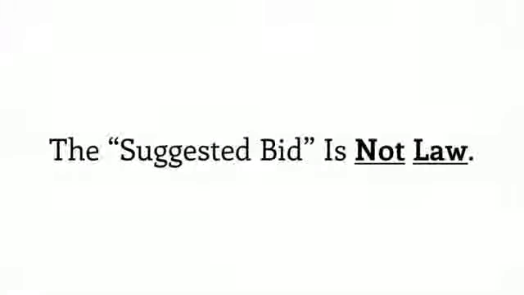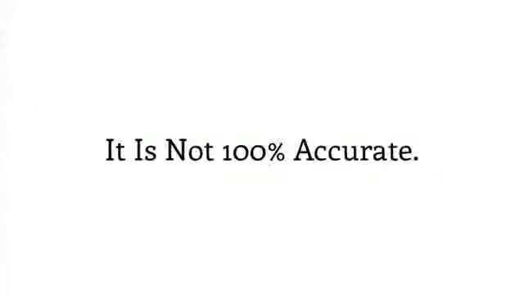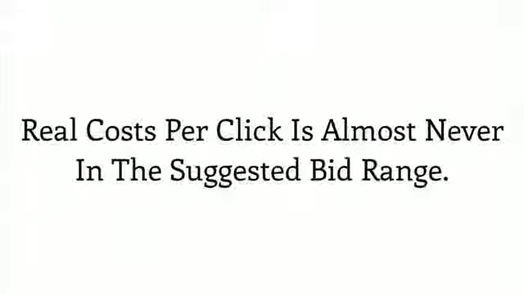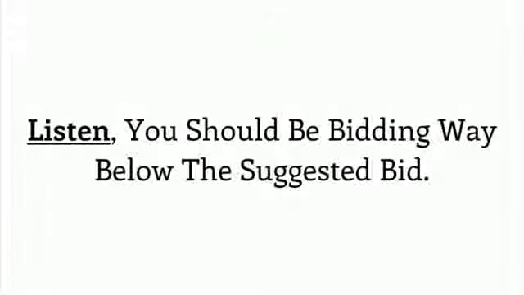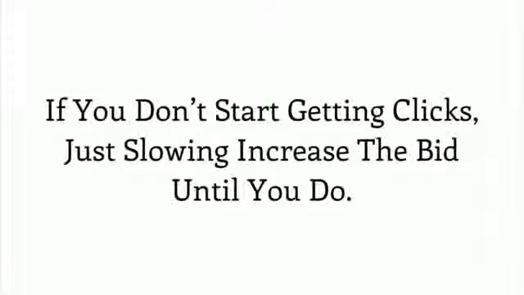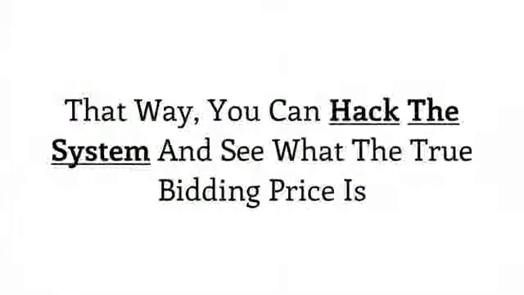Remember, the suggested bid is not law. It's not even 100% accurate. In fact, it's barely ever correct. So take the suggested bid and throw it out the window, because real cost per click is almost never in the suggested bid range. In fact, it's far below it. Listen, you should be bidding way below the suggested bid. If you don't start getting clicks, just start slowly increasing the bid until you do. That way, you can hack the system and see what the true bidding price is.